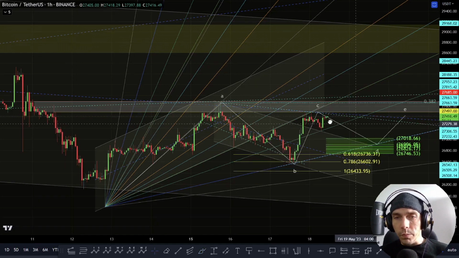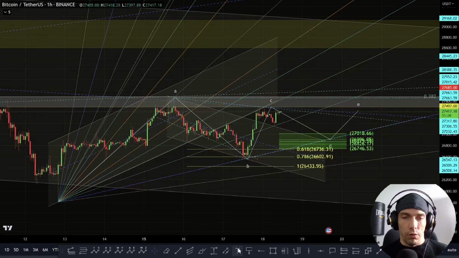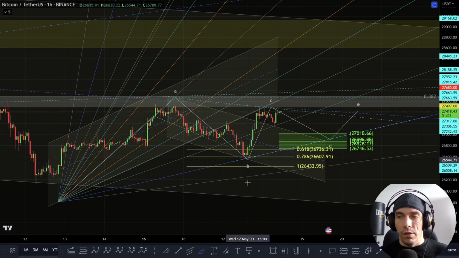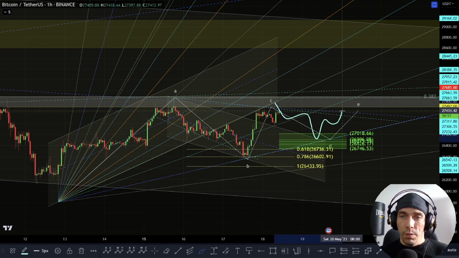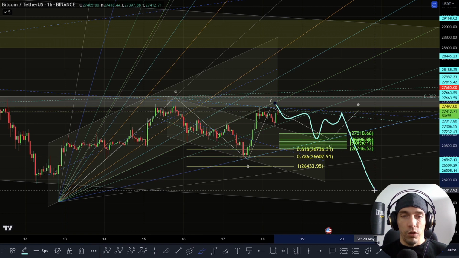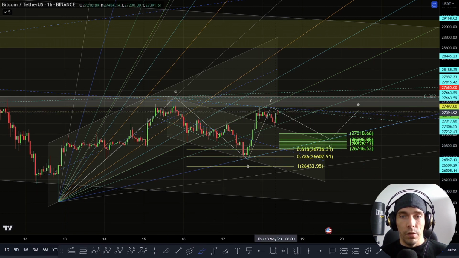Now, if we do look at this as a triangle, invalidation would be this A wave high here, which would be this 27,663, and invalidation of this to the downside would actually be this 26,544. If we do remain within this zone, potentially we could see a triangle, in which case we'd be looking to break down after this completes. So that's what I'm looking for within this.